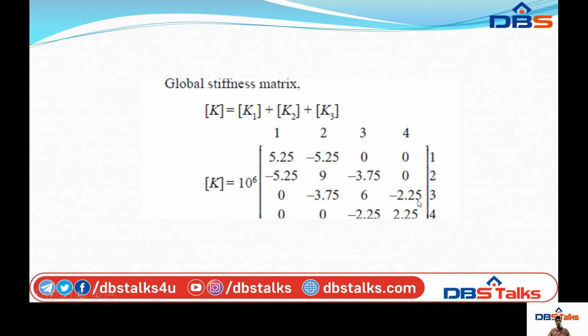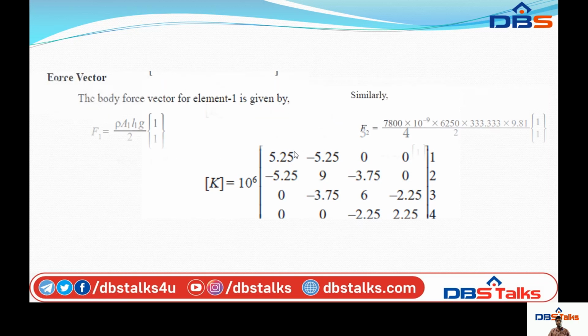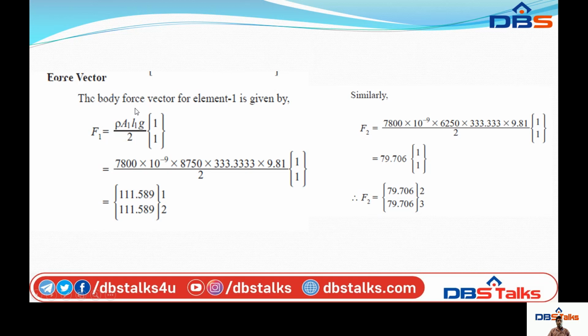Then 3 4 will be minus 2.25. 4 1 is 0. 4 2 is 0. 4 3 and 4 4 values are minus 2.25 and 2.25. This is the procedure of how to write and return it in matrix form, summing all the stiffness matrices for the particular elements.